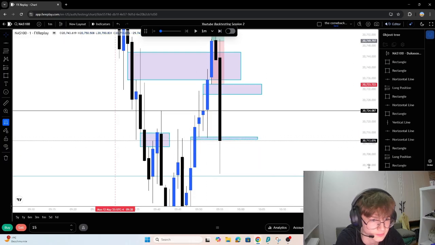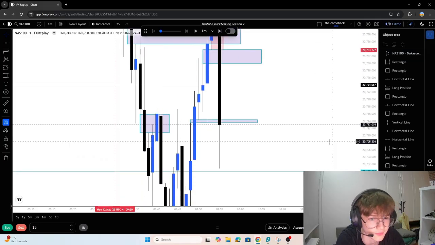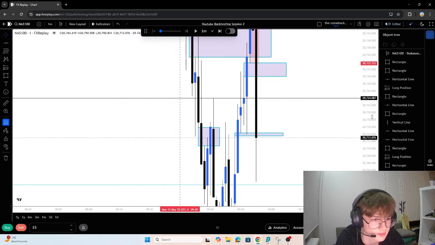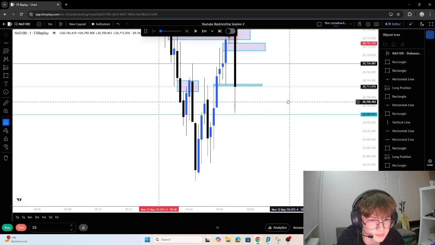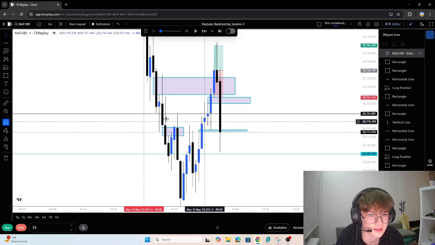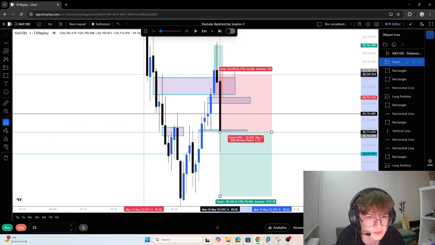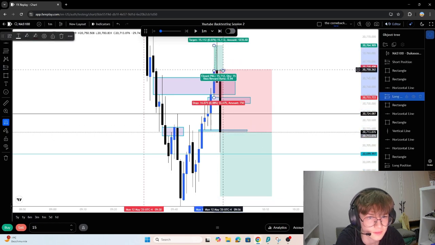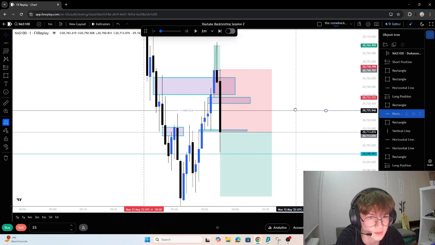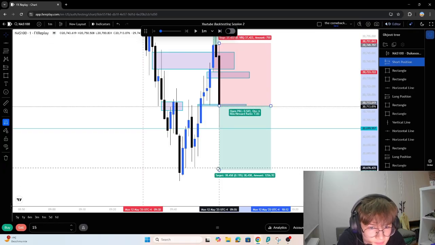Did we do? Wait, let me see. 713. Not really, but I would count this as a sweep. Okay, let's see this trade. If I short it here, semi-stop here, and then I'm not really sure what this is for, and then semi.